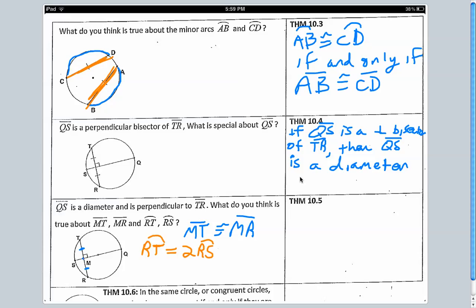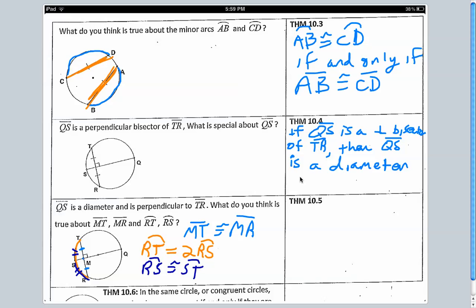So if I wanted to go from R all the way around to T, those measures would be twice RS, implying that these arcs right here are congruent. So I've got congruent segments there, and I've got congruent arcs there. And I can also say that arc RS is congruent to arc ST. So that's several things that I can say there.